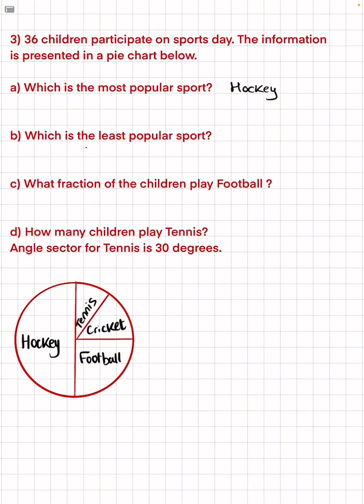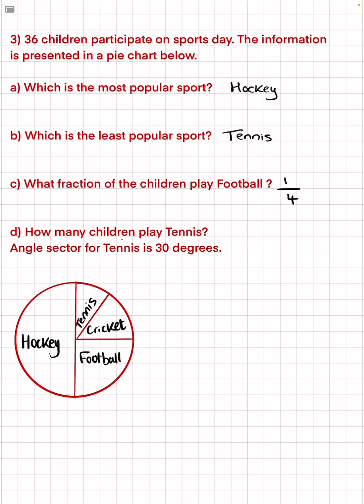Part B says which is the least popular sport. The smallest angle sector is tennis. So tennis is the least popular sport. Part C says what fraction of the children play football. A quarter of the children play football. So the fraction is 1/4.